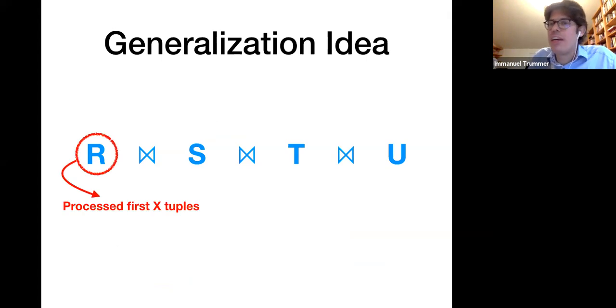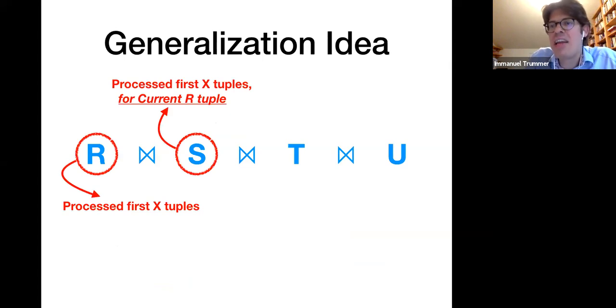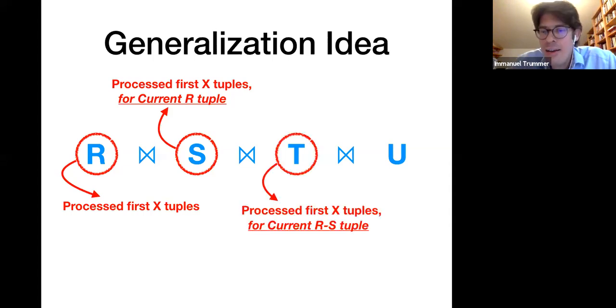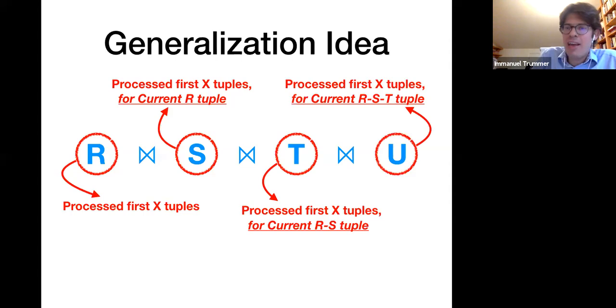For the first table, as we have already seen, we can keep track of how many tuples have been completely processed, our offset. Now, for the second table, what we can do is that we keep track of which tuples have been completely processed given the currently selected tuple in R. Similarly for T, we can say which tuples from T have been completely considered, then combined with the currently selected tuples in R and S, and we can do the same thing for the last table.